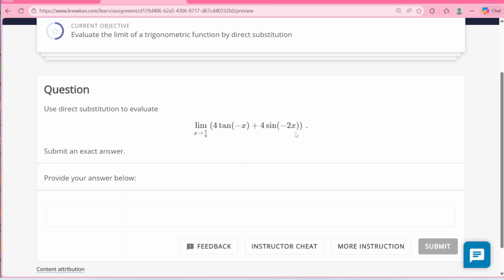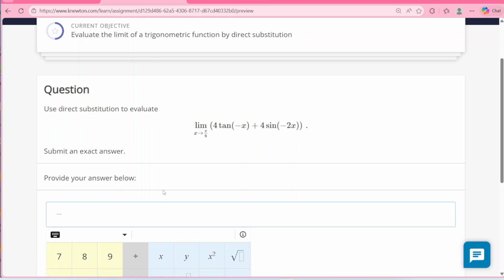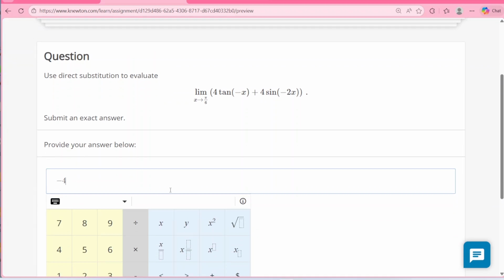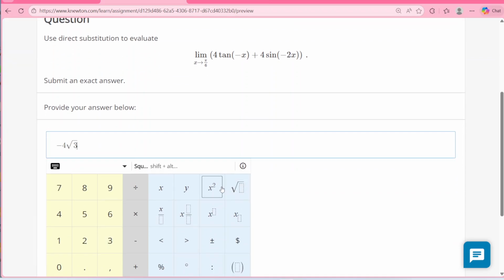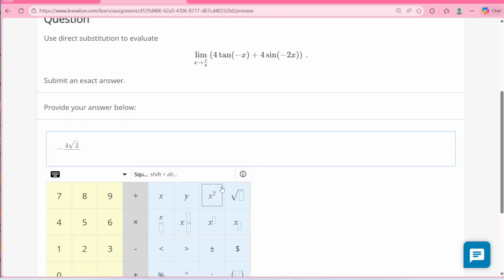And then negative 2 pi over 6 is negative pi over 3. Now the sine of negative pi over 3 would be negative root 3 over 2, and then times the 4 would be 2. So this ends up being negative 2 root 3. So this one's negative 4 root 3 over 3. Negative 4 times the square root of 3 divided by 3.